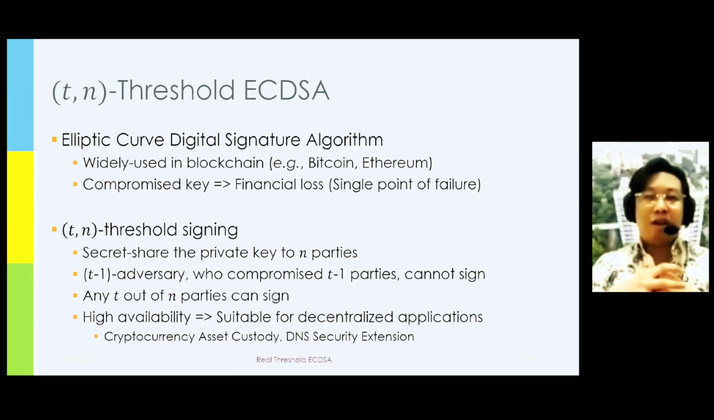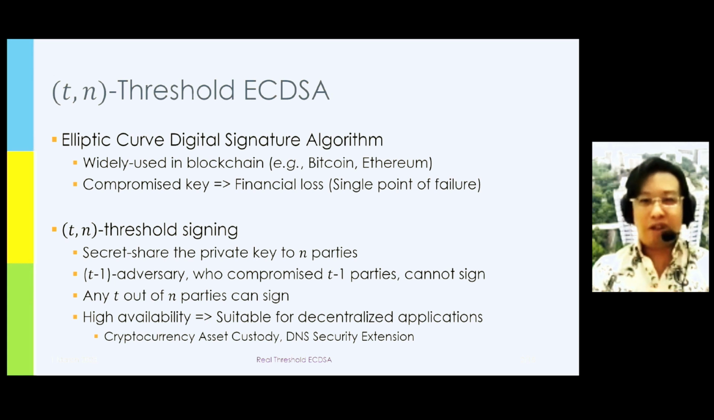Here we are talking about ECDSA, which stands for Elliptic Curve Digital Signature Algorithm. That is widely used in blockchain applications, in particular cryptocurrency. And when cryptocurrency is involved, the stakes are high. Namely, if the private key behind the ECDSA algorithm is compromised, it will lead to great financial loss.